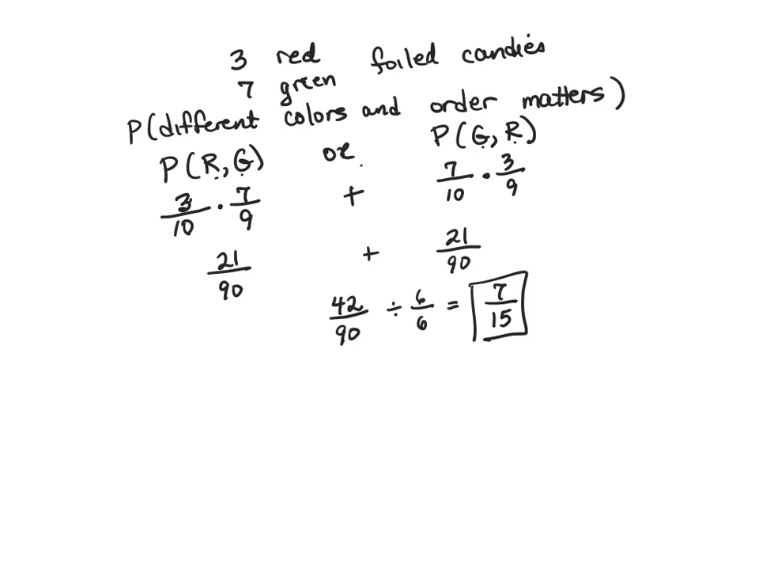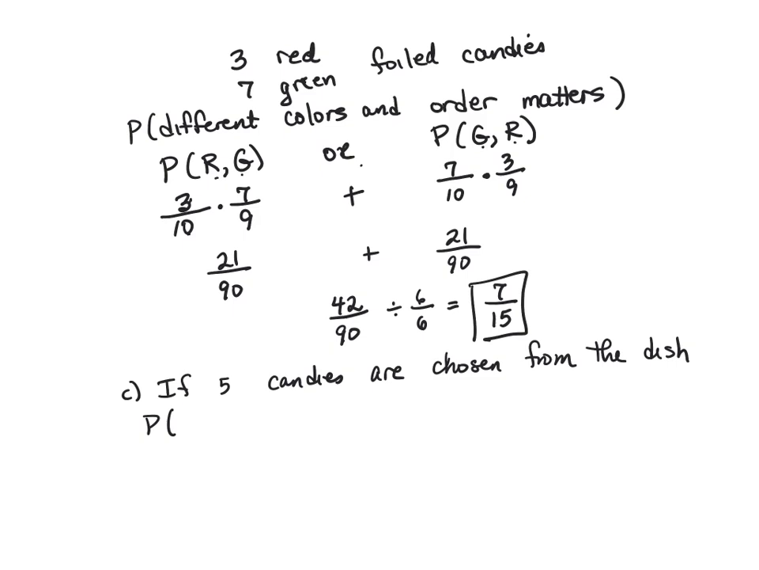All right. And the last problem with this candy problem that I wanted to do, and I'll call this part C, if 5 candies are chosen from the dish, what is the probability that at least 3 will be covered with green?